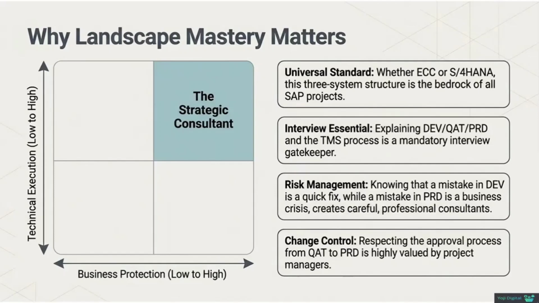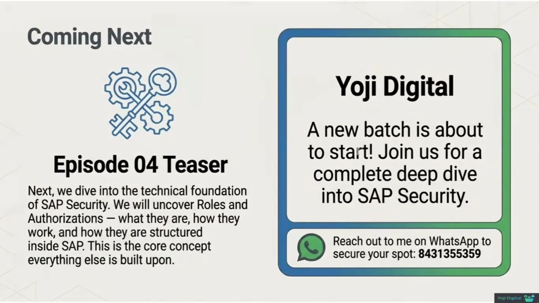Let me quickly summarize what we covered today. The SAP system landscape has three systems: development, quality, and production. Changes always move from development to quality to production, never backwards. This movement happens through the Transport Management System. As an SAP security consultant, you work in all three systems, but your role and responsibilities are different in each. And understanding the landscape is not just theory. It directly helps you in interviews, in projects, and in becoming a more professional and careful consultant.